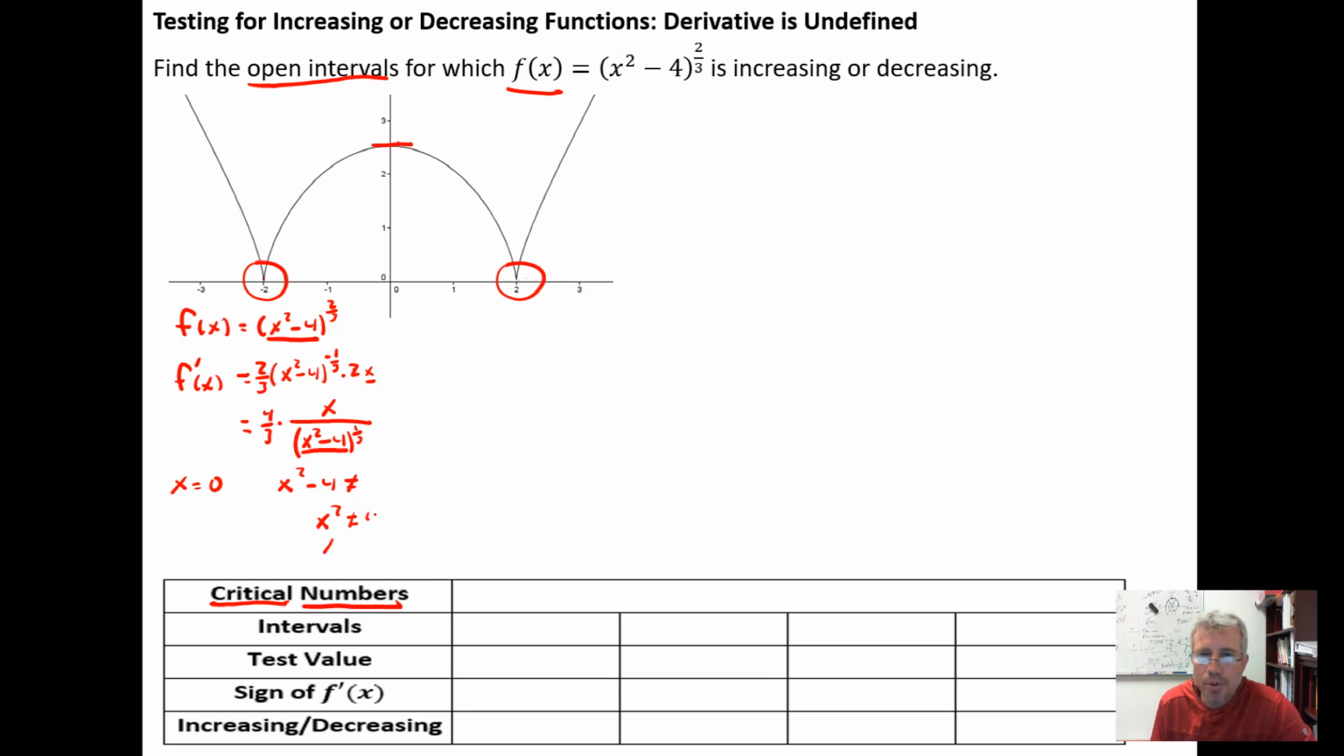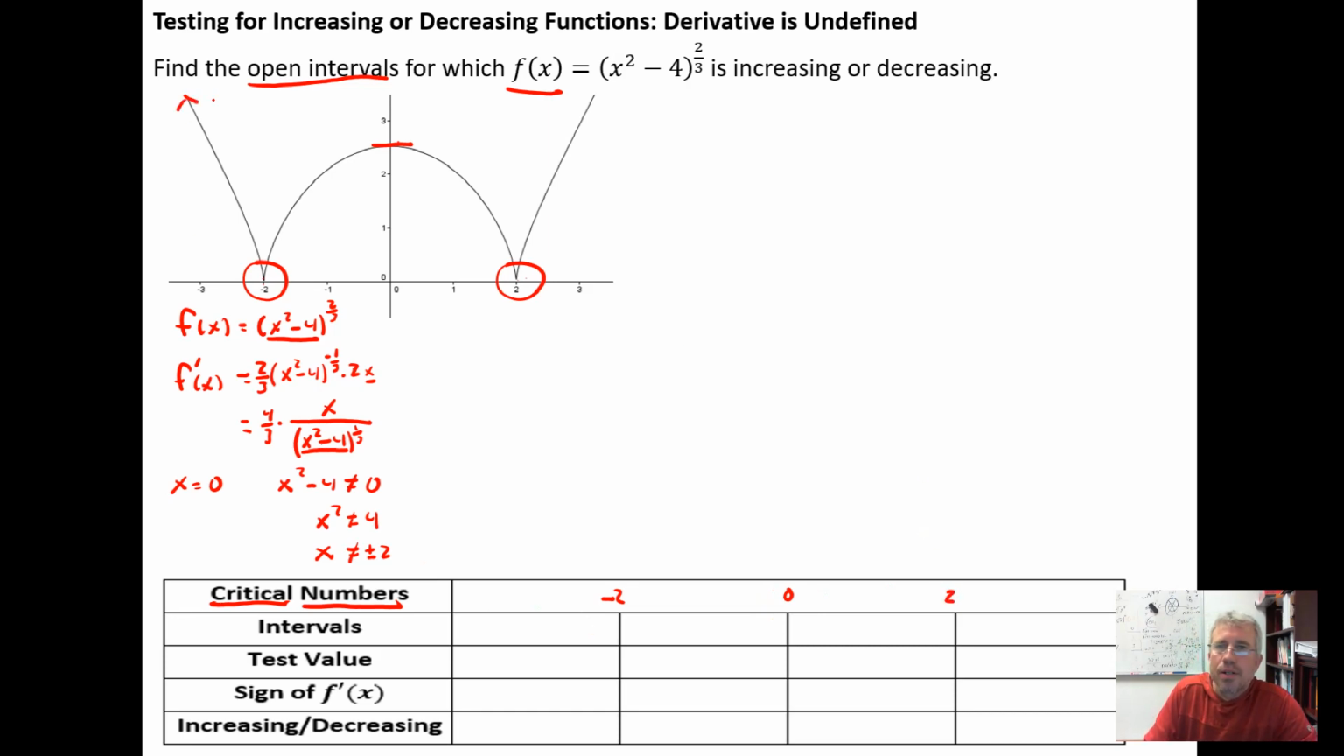So x squared minus 4 was equal to 0. Add the 4 to both sides. Take the square root of both sides. So x cannot be, the square root of 4 is 2, but when we take the square root of both sides, we get plus or minus the result. So we get division by 0 in the derivative when x is plus or minus 2, and we get a derivative of 0 when x is equal to 0. So the critical numbers are going to be -2, 0, and +2.